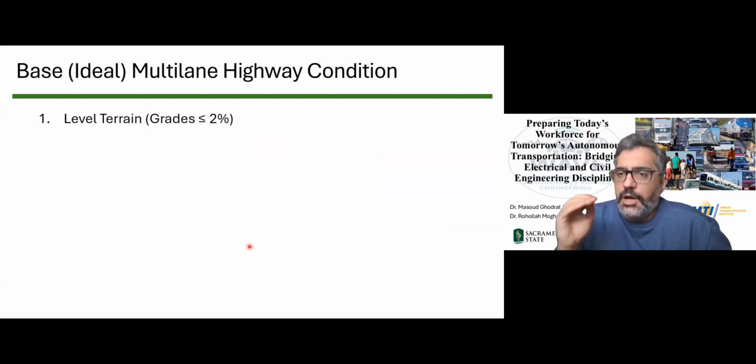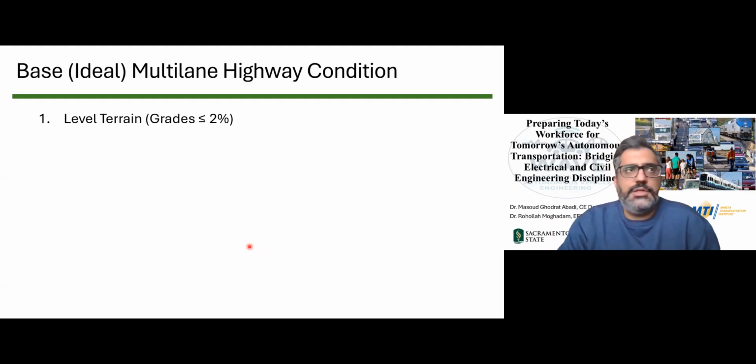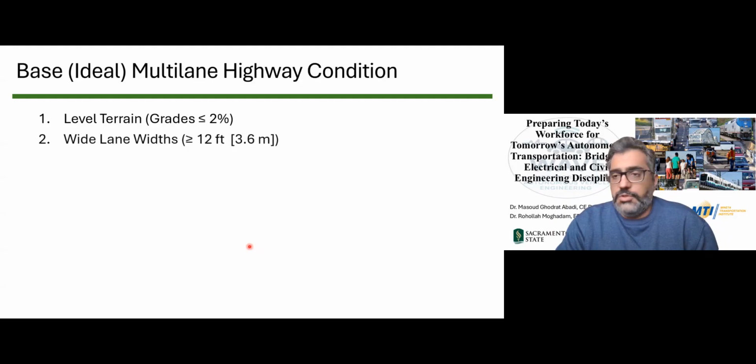Then how we find the level of service is exactly similar to freeways. We define ideal situation and we see where is the prevailing condition compared to that ideal condition. What are the ideal conditions for a multi-lane highway? Level terrain, similar to freeways. Lane width, still 12 feet would be ideal lane width.